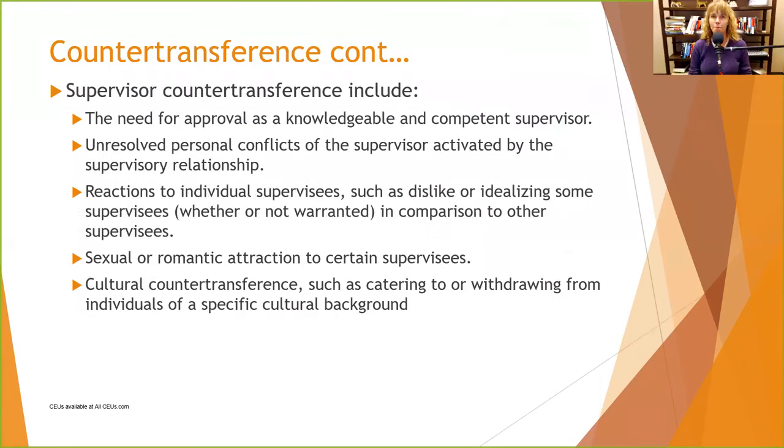Supervisor countertransference includes us needing approval as a knowledgeable and competent supervisor. Us as supervisors having unresolved personal conflicts activated by the supervisory relationship. Our reactions to individual supervisees, such as dislike or idealizing some supervisees, whether warranted or not, in comparison to others. Maybe you have LPCs, LCSWs, and addictions professionals that you're all supervising, but you happen to be licensed in one of those disciplines, and you favor the supervisees that are also working towards licensure in that discipline. That might be a form of countertransference that you need to be aware of.